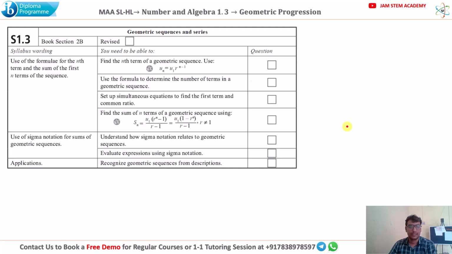So in this session, we have covered some questions on general term related problems. Then using the formula to determine the number of terms in the geometric series, done. Simultaneous equations to find the first term and common ratio, we did this in the last session for the AP already. So sum of n terms related problems, sigma notation, geometric sequences from the description, and evaluating the expression using the sigma notation. All parts are done.